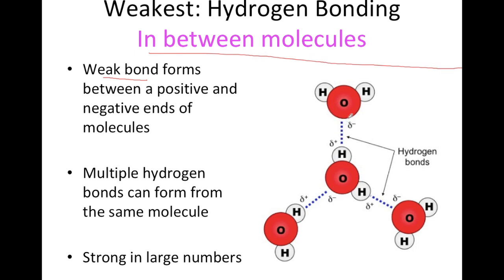Okay, so oxygen, that slightly negative end, is going to attract the slightly positive hydrogen end of another water molecule. So these guys are weak individually, but they are strong in number. Okay, so strong in large numbers. And that's why, even though hydrogen bonding is really weak between certain molecules, overall it gives water some pretty amazing properties that we are going to examine more closely at the end of the week.